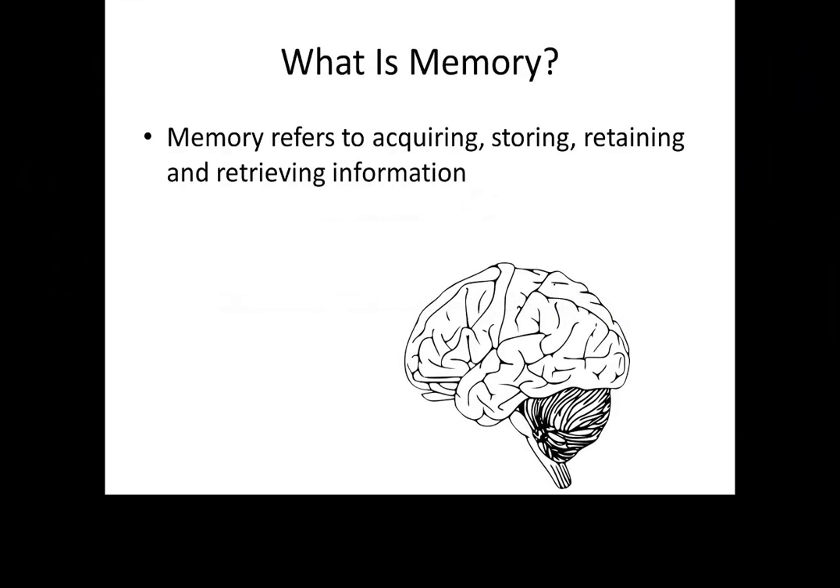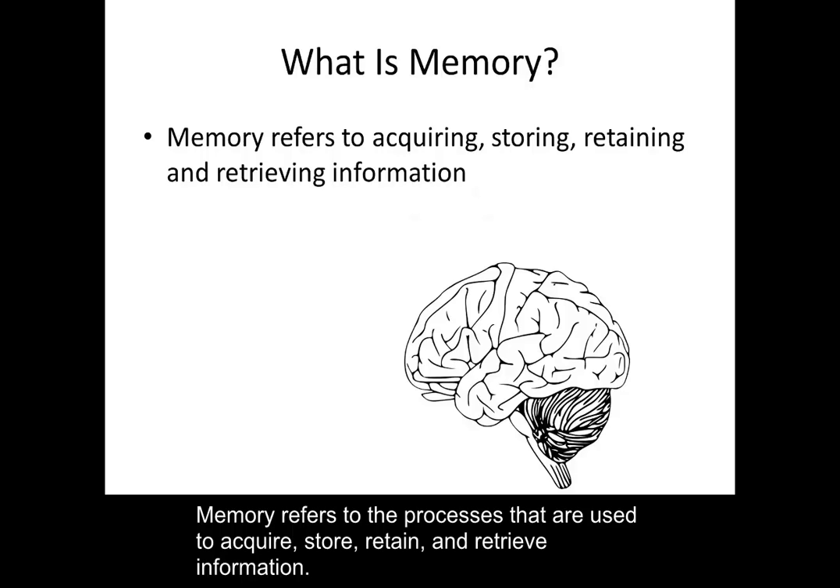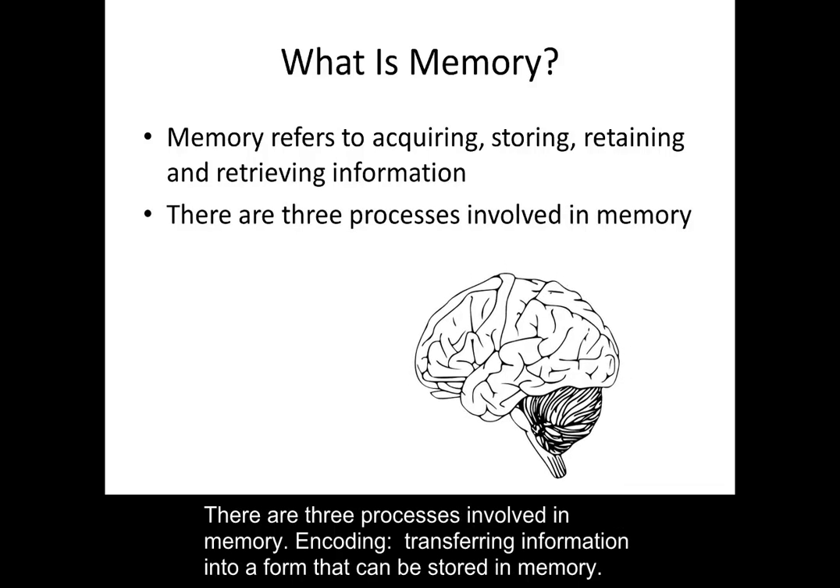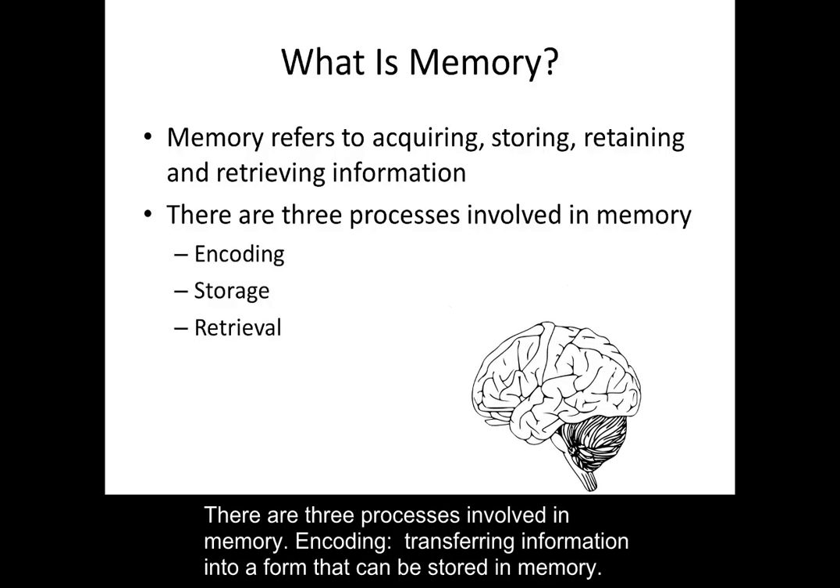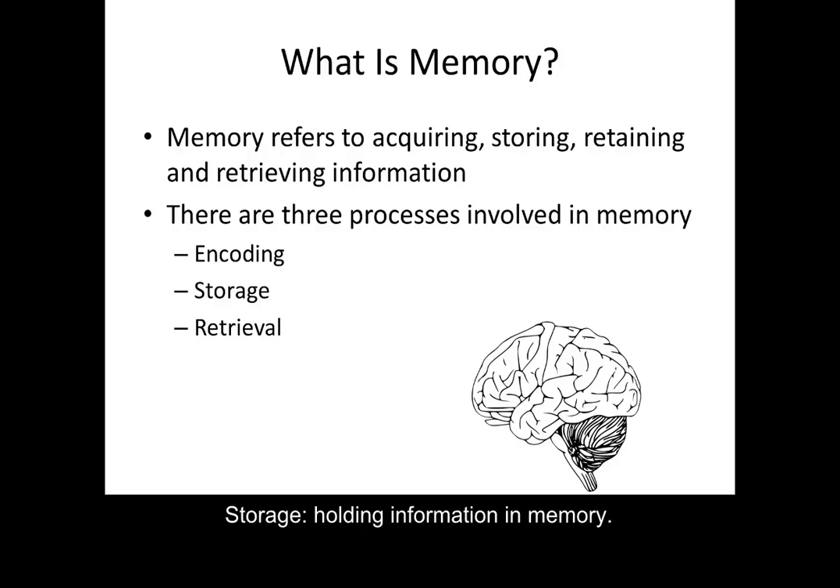What is memory? Memory refers to the processes that are used to acquire, store, retain, and retrieve information. There are three processes involved in memory: encoding, which is the transferring of information into a form that can be stored in memory; storage, holding information in memory; and retrieval, bringing information stored in memory back to mind.